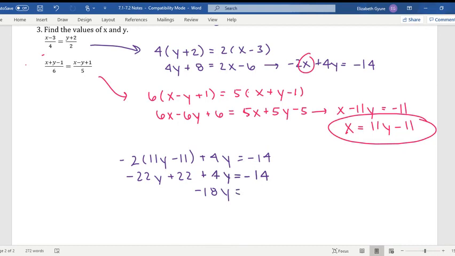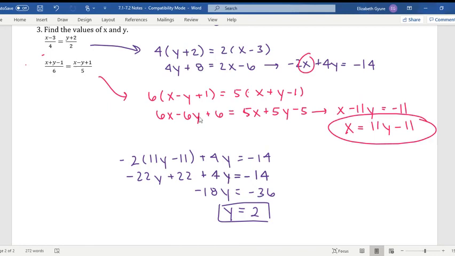equals, why are my signs not working out the way I thought they would? Negative 14 minus. Oh, no, that works out just fine. Okay. So subtract that over to get negative 36. Divide that through to get 2. Worked out to be a nice, pretty number, so we're probably on the right track. And now that I got my y, plug it back in to find your x.